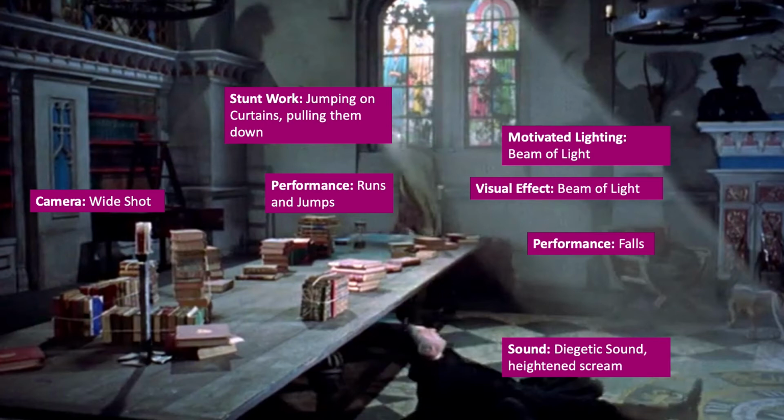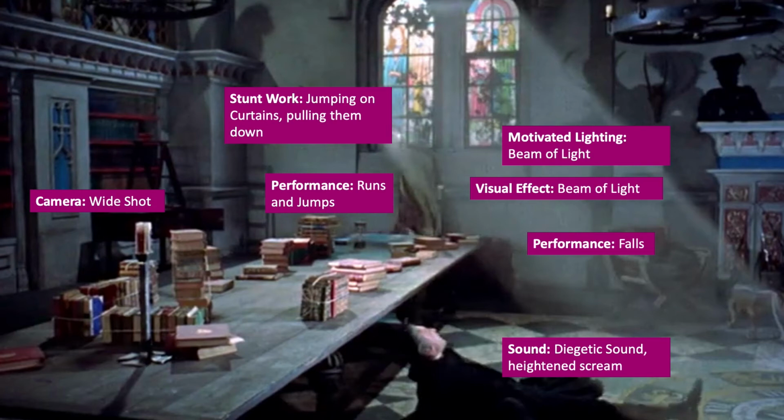Motivated lighting, we see the beam of light. So that's quite important. So the sunlight kills vampires. Now this, I would argue, is a visual effect. I think this has been added on afterwards, but I could be wrong. So it looks like a visual effect. So the beam of light is aiming towards Dracula. That is what is going to defeat him.